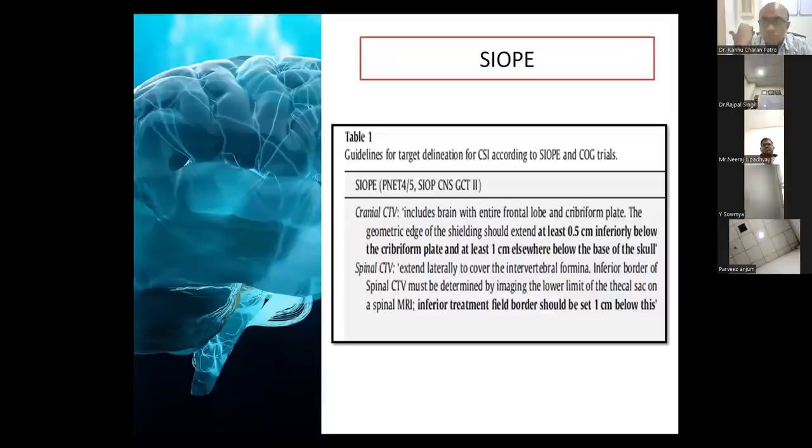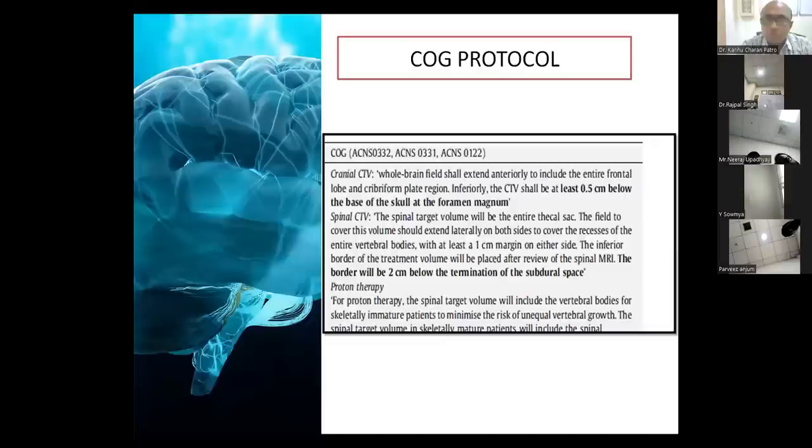You have to contour the total brain at least 1 centimeter below the cribriform plate, and at least 1 centimeter below the base of skull, for proper inclusion of the skull base foramina. Extended laterally to cover the intervertebral foramina, you have to contour the total spinal canal, not the spinal cord, the spinal canal, and you have to contour the intervertebral foramina where the nerve roots travel. You have to contour the entire nerve roots. Some COG protocols also have slight differences, but we should at least include the foramina, and you have to go to 2 cm below the terminus of the subarachnoid space.